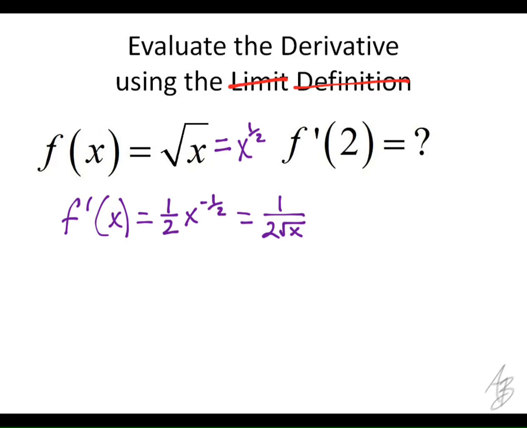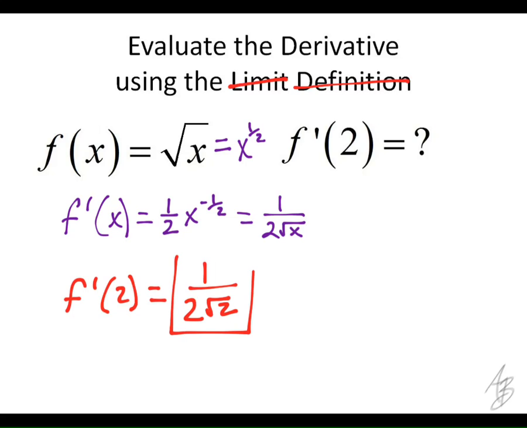So then if we want to know what f prime of 2 is, what do we do? Plug 2 in there and we get 1 over 2 square root of 2. So we know some tricks here, finding the derivative using the power rule to find the derivative at every point and then plug it in to do this a little bit faster, right? You agree with that?